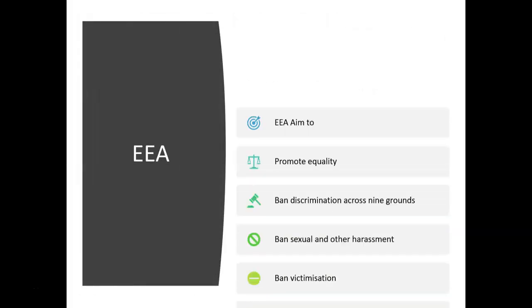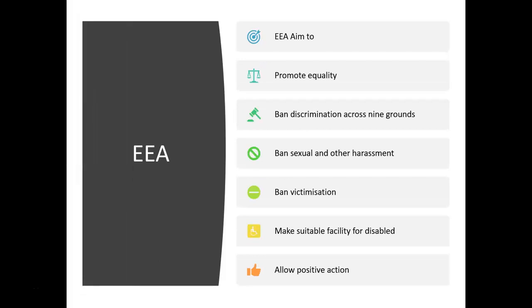This Equality Act tells us about the aims and the points. The aims are to promote equality, ban discrimination across 9 grounds, ban sexual and other harassment, ban victimization, make suitable facilities for disabled people, and allow positive action. So those are great facts, great aims.